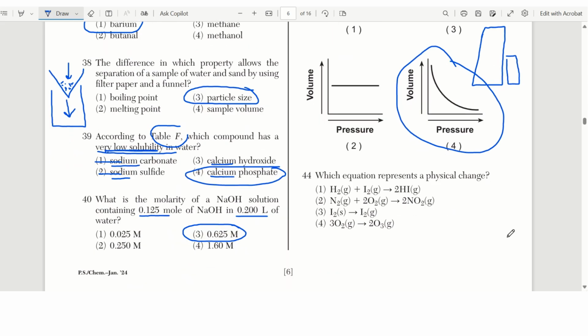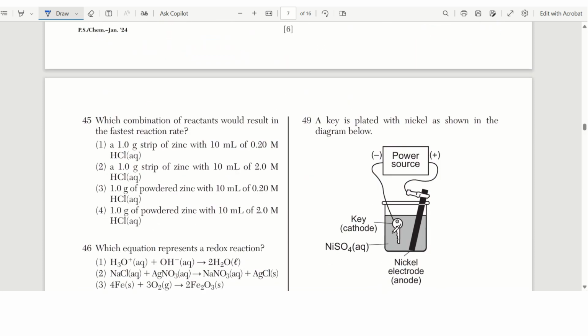Number 44, which equation represents a physical change? That means I have the same exact chemical formulas on both sides. Yes, I have the same elements here, but those chemical formulas are not the same. Here we go. Those chemical formulas are the same. The only thing that changed was the state of matter, and that makes it a physical change.